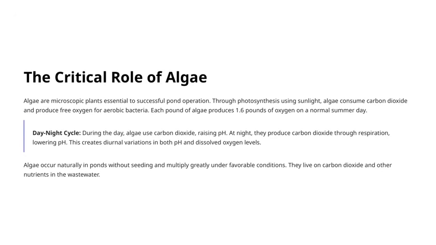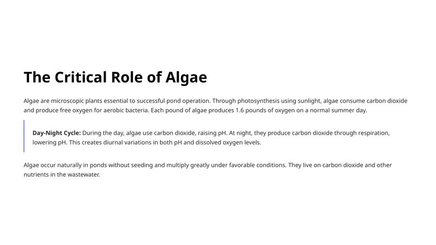Let's talk about the critical role of algae in pond health. Algae are microscopic plants that are absolutely essential for successful pond operation. They perform photosynthesis using sunlight, which means they consume carbon dioxide and, in the process, produce free oxygen for aerobic bacteria. This oxygen production is vital for breaking down waste and maintaining water quality.